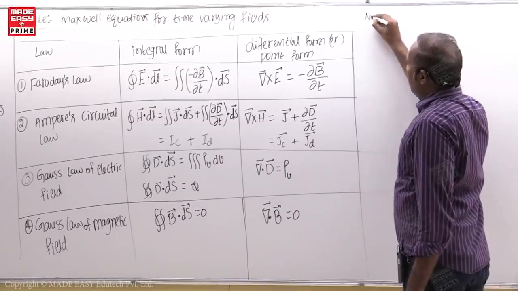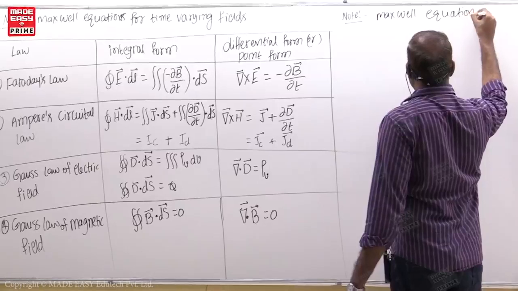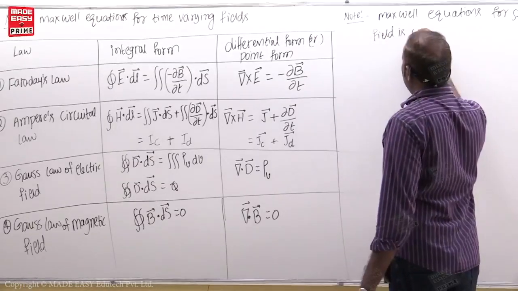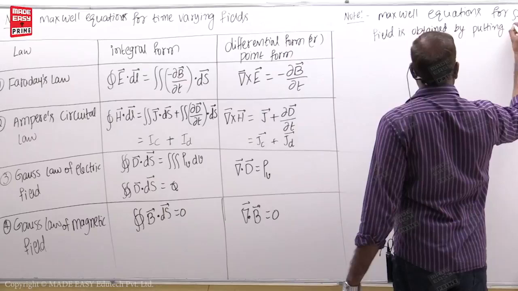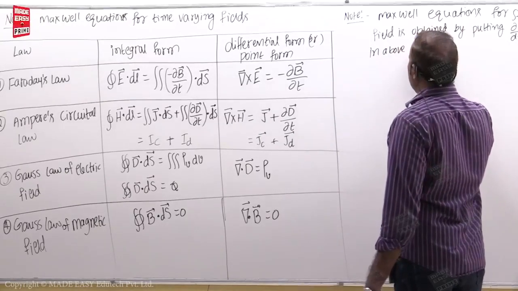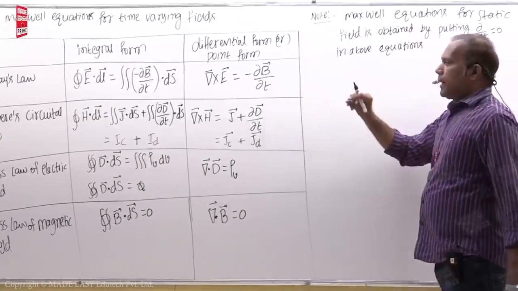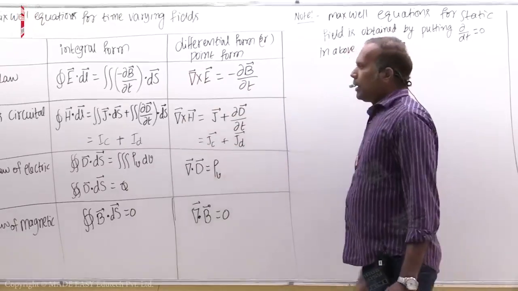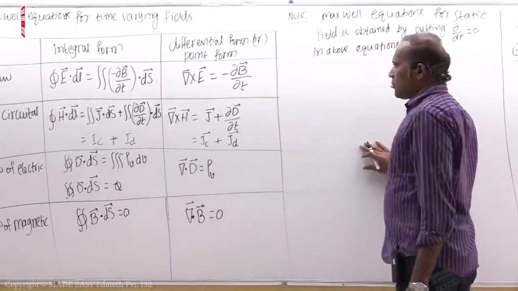Now, Maxwell equations for static fields are obtained by putting dou by dou t equal to 0 in the above equations. Because for static fields these electric and magnetic quantities are not functions of time, if you differentiate with respect to time they become 0. So in this table, if you substitute d by dt as 0, here also 0, here 0, here 0, then you get the Maxwell equations for static fields.